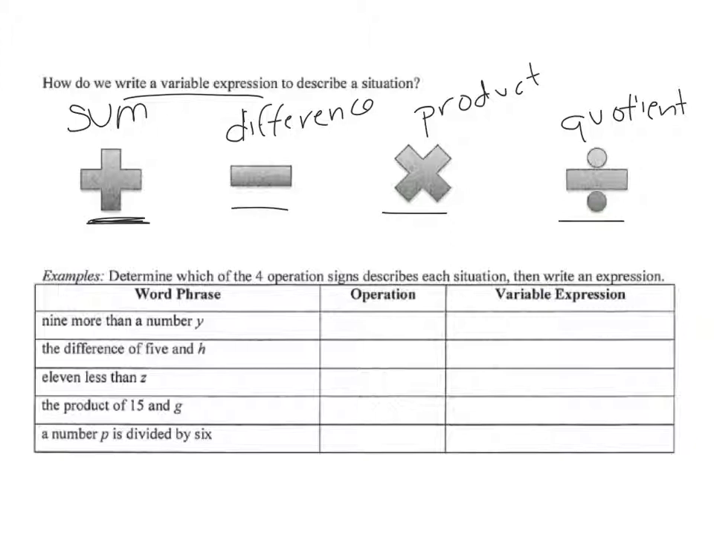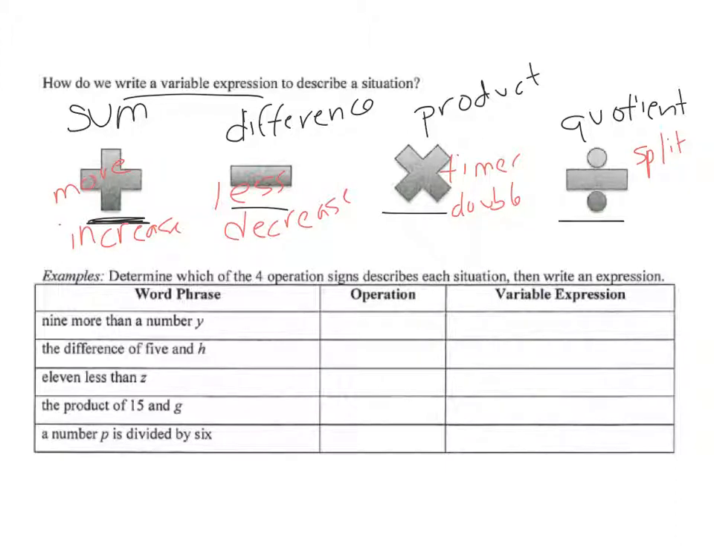There are other words too, like more, less, times, if you double. Quotient can just mean split. Sum could be increase. Take away could be decrease. There's a lot of different examples, and I passed out a sheet that had a lot of different examples. So we're going to determine which of the 4 operation signs describe each situation, then write an expression.